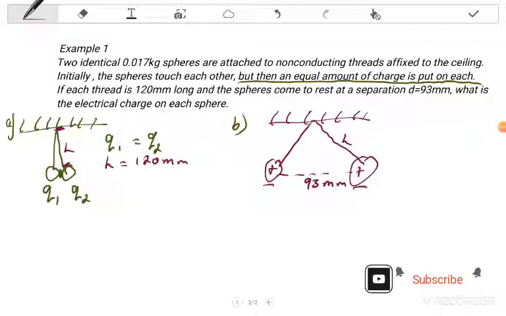Let's draw a free body diagram for one sphere at position B. Let's choose sphere 1 and draw a free body diagram for it. The first thing I see is that the sphere is stationary, as they told us the spheres are at rest after separation.